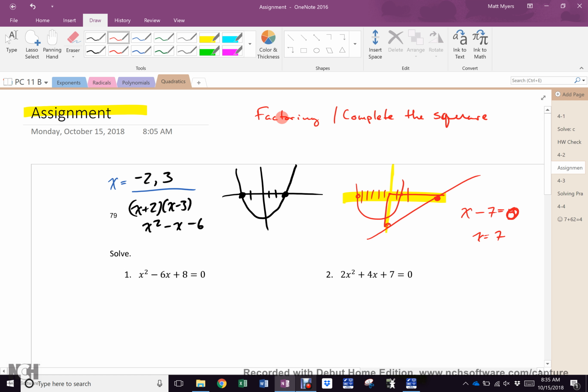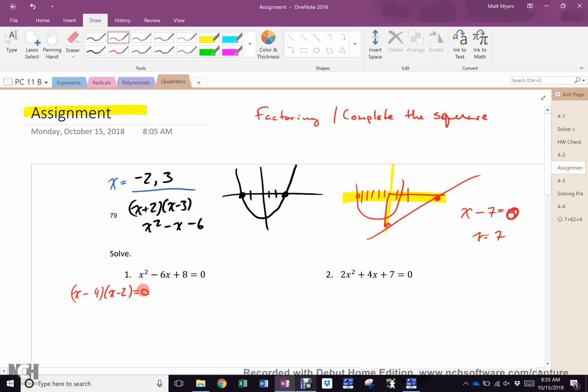Sometimes factoring will work. Sometimes it's just a part of completing the square. All right? So let's look at this one. We'll do this one together. Can I factor that? Are there factors of 8 that add to 6? Yes, there are. What are they? 4 and 2. And since that's negative, it has to be x minus 4 and x minus 2 equals 0, yes?